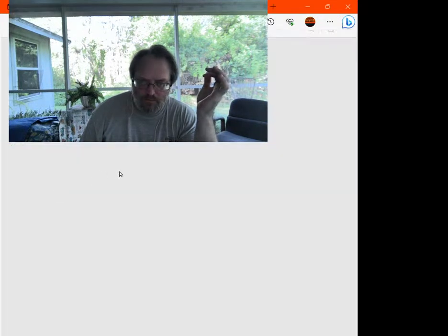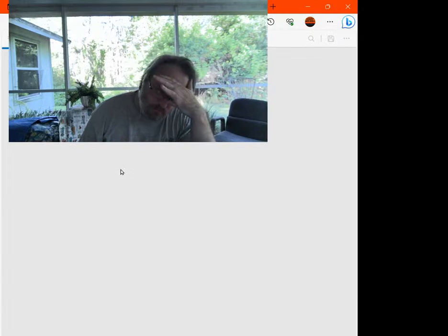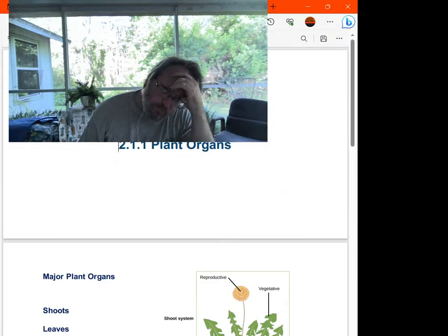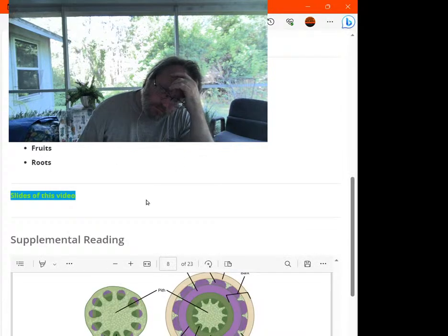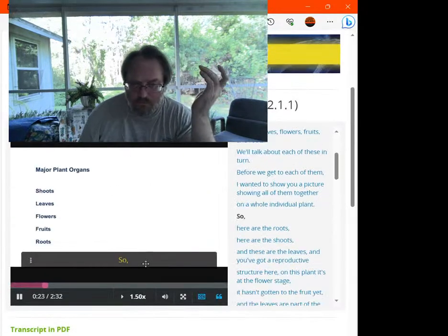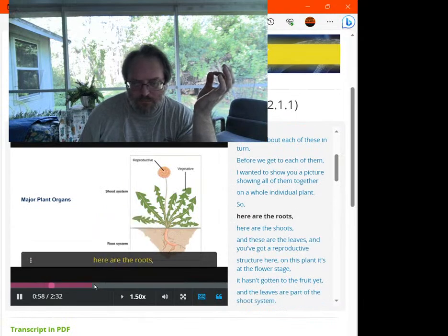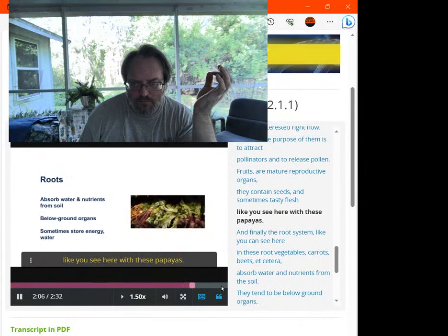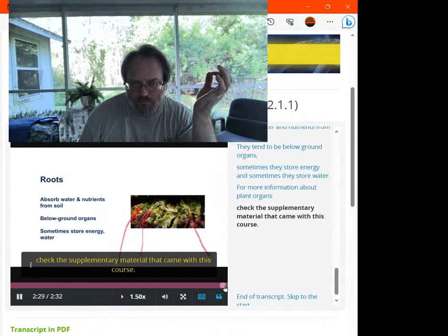Let's talk about plant organs. The plant's major organs include shoots, leaves, flowers, fruits, and roots. We'll talk about each of these in turn. Before we get to each of them, I wanted to show you a picture showing all of them together on a whole individual plant. So here are the roots, flowers, and fruits. See the textbook for more about that if you're interested, and the supplementary material that came with this course.